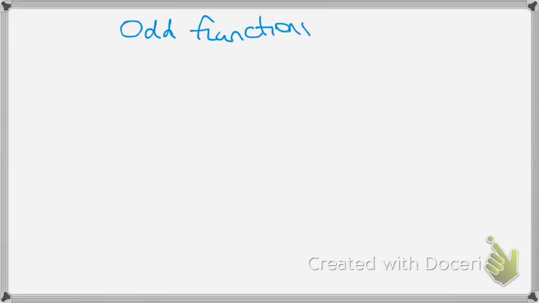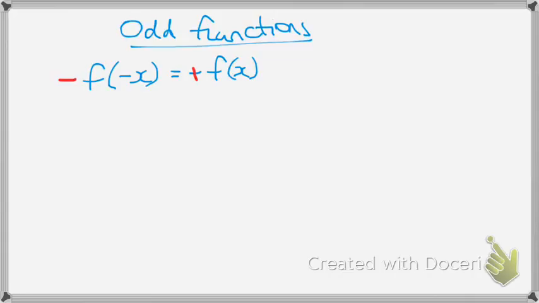So odd functions are similar to even functions, except that f(-x) equals minus f(x). So even functions it was plus f(x), odd functions it's minus. And just to point something out, this is the same as if I make it minus f(-x) equals f(x). And I'll give you an example.